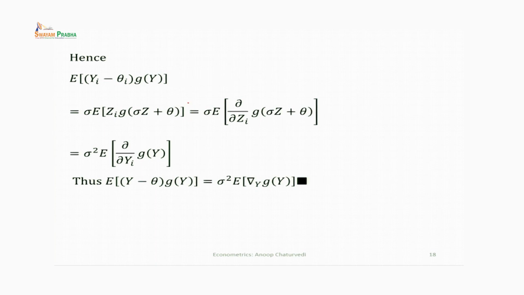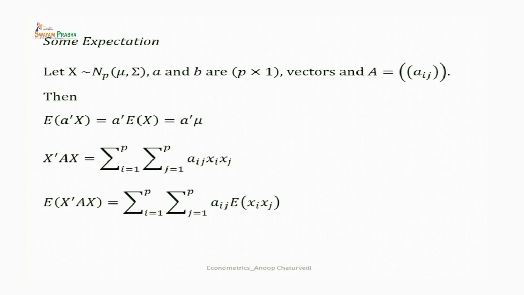And then expectation of this term is equal to sigma times del over del z i g(sigma z plus theta), and then this is equal to sigma square times expectation of del over del y i g(y). So, finally, you obtain expectation of (y minus theta) g(y) is equal to sigma square expectation of del y g(y).